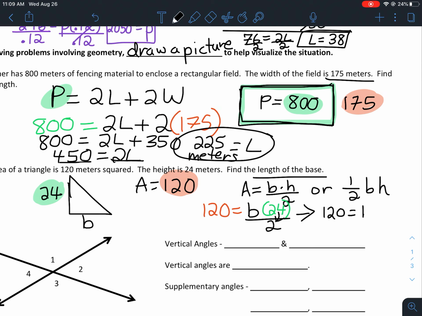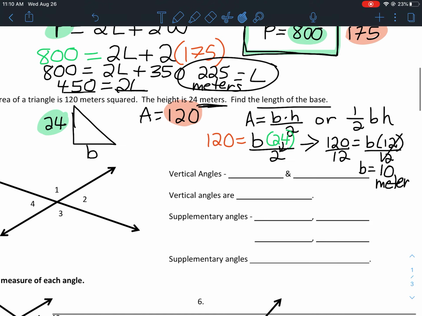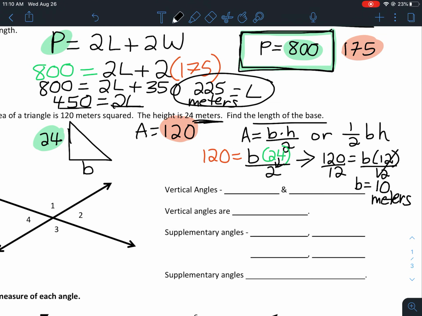So I have 120 equals base times 12. Or 12b, since multiplication is commutative, you could either write 12b or b times 12. Either way, you're going to have to divide by 12 to get rid of that. So my base here is 10, and I'm looking at units, so it's 10 meters. So how long is the base? Whoops. The base is 10 meters long.